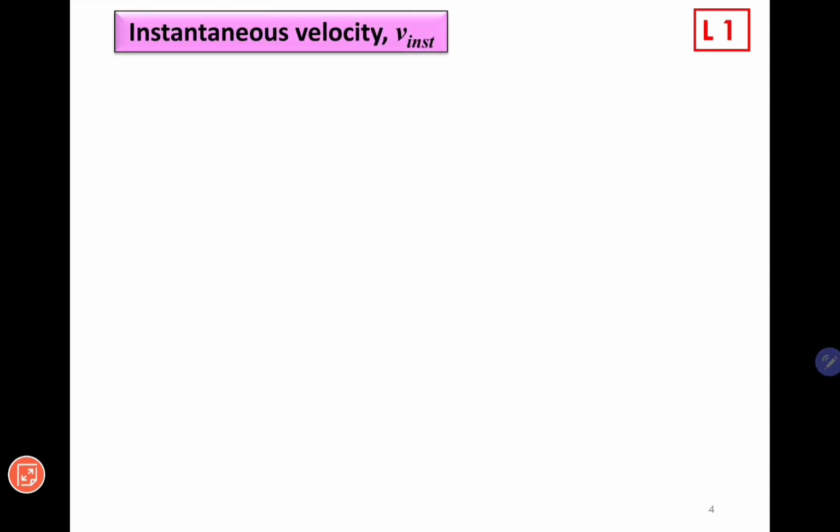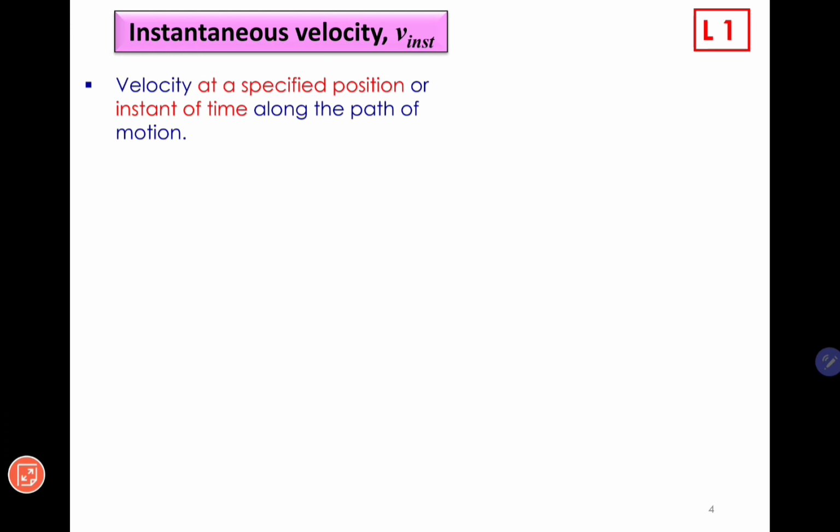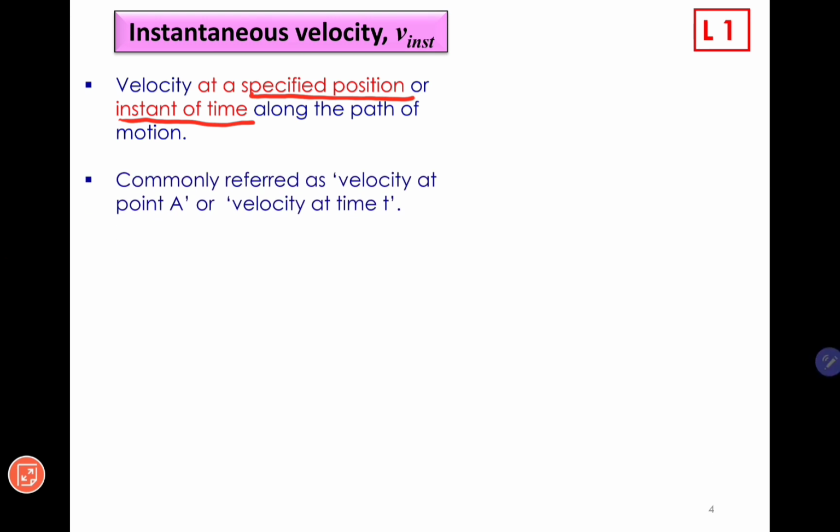Okay, what does it mean by the instantaneous velocity? Or the symbol is V instant. Velocity at a specified position or instant of time along the path of motion. The keyword is here, at specified position or instant of time. Okay, commonly referred as velocity at point A or velocity at time t, at particular time.